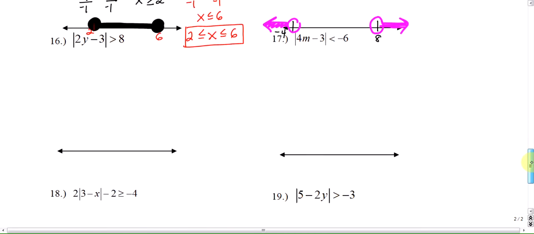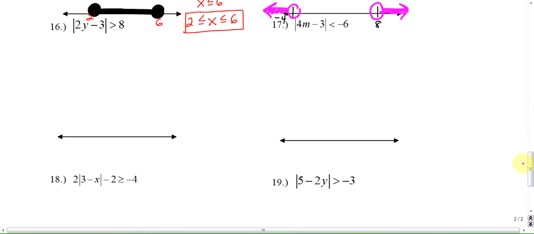All right, let's do a couple more. Number 16. This looks ready to split as well because the bars are all alone. So this is 2y minus 3 is greater than 8. This is greater, or, so this will be or, and 2y minus 3 is less than negative 8.